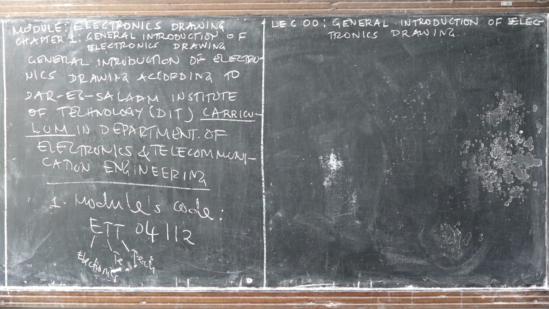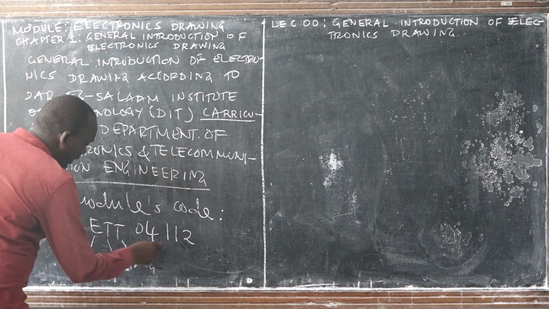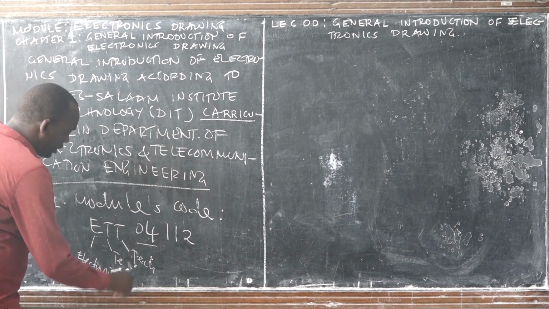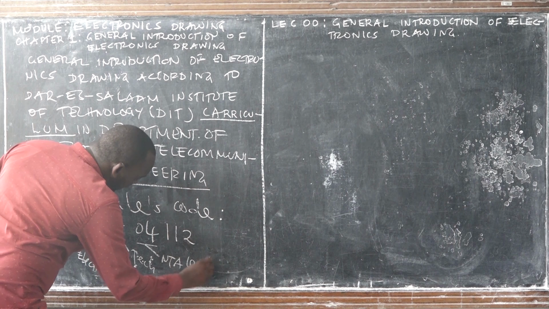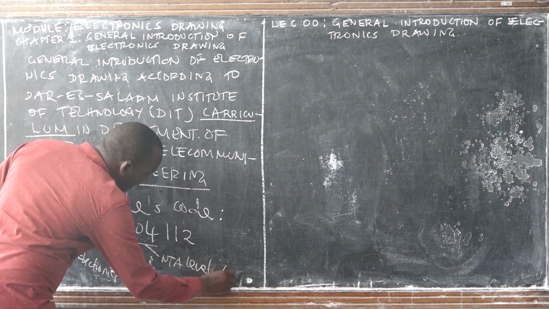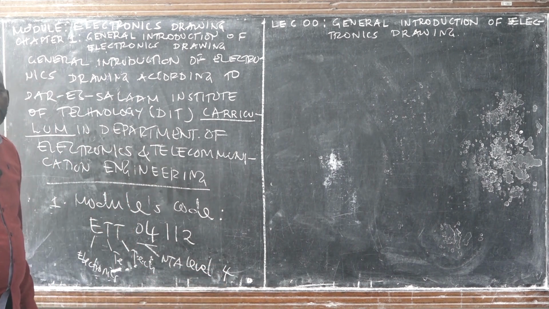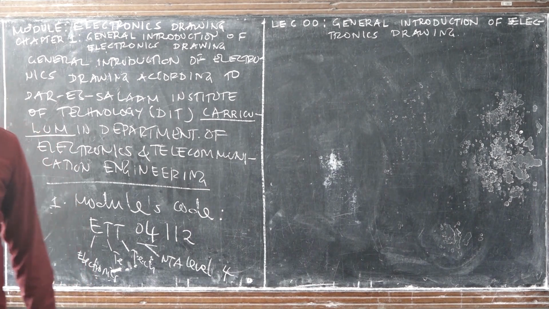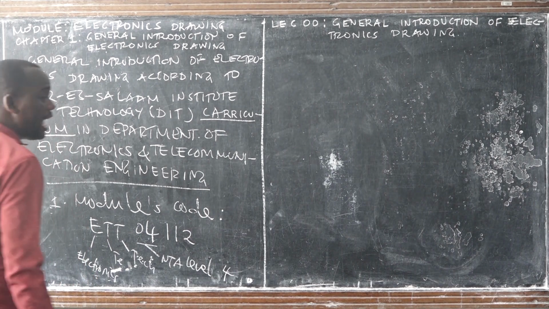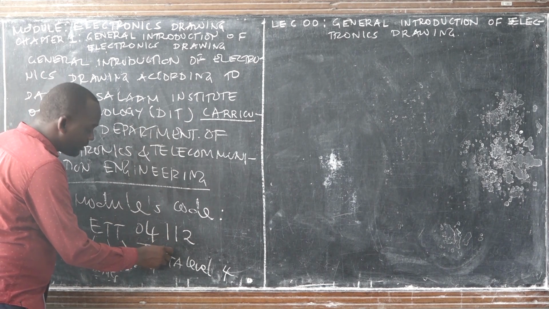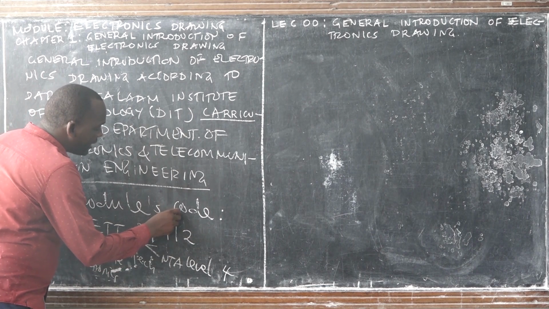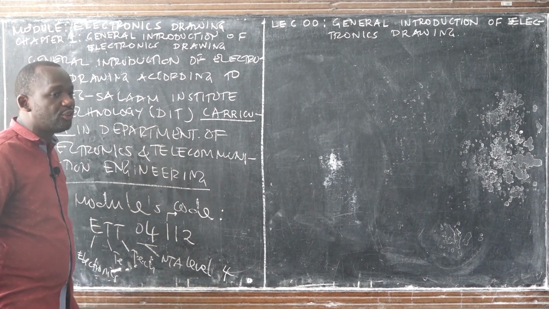Then 04, this means NTA level. So 04 represents what? NTA level 4. Are we together? Yes. Then this number 1, do you see? Stop writing. This one represents that this module is for semester 1.